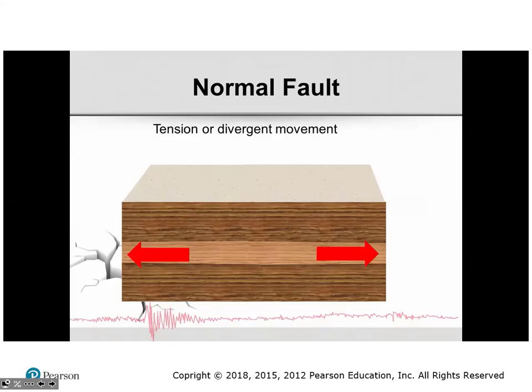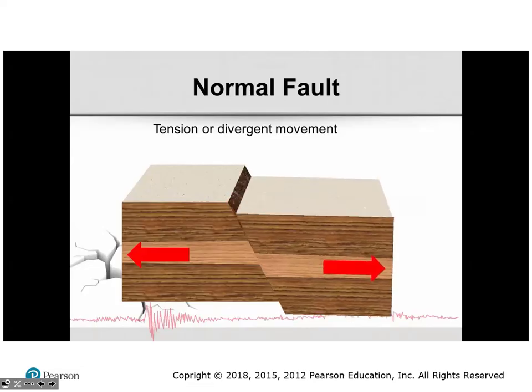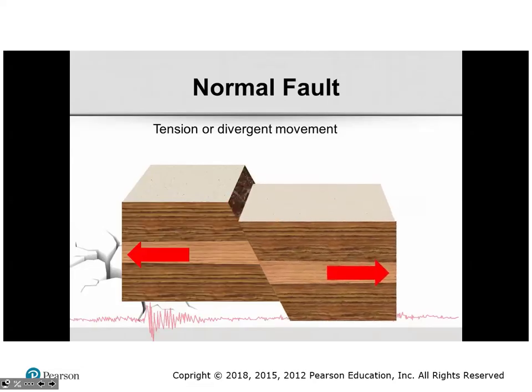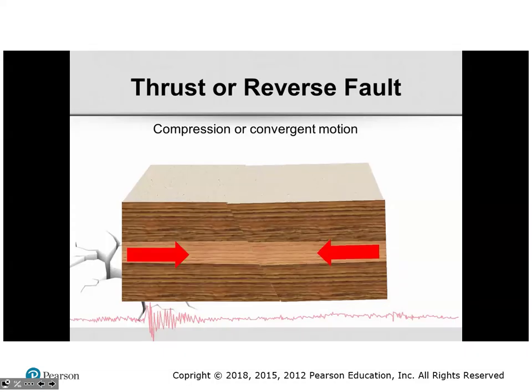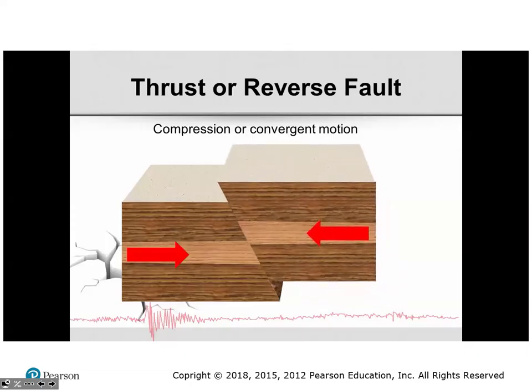If the rock is more rigid and less likely to stretch, it may simply crack, and when it does, one block may drop lower than the other. This is what's called a normal fault. Opposite the normal fault, we have a thrust or reverse fault. This occurs from compression or convergent motion. When two plates are pushing against each other, one plate may go down and another one may go up. This creates a thrust or reverse fault.